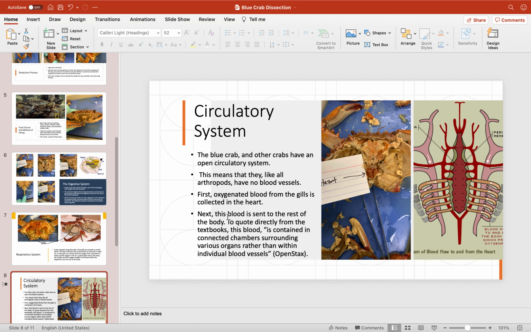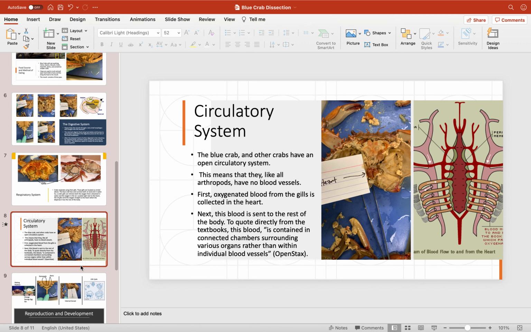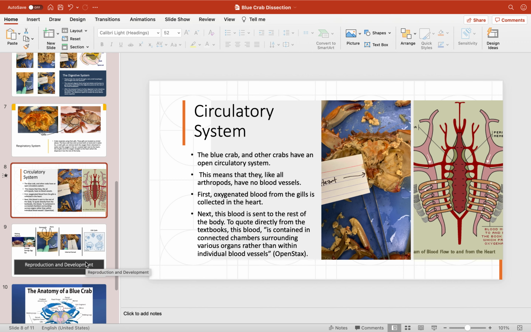I couldn't think of a better way to say it than our textbook from OpenStax did, so I will just quote directly: the blood is contained in connected chambers surrounding various organs rather than within individual blood vessels. So these blood chambers kind of surround those vital organs and feed blood into the organs via that open system, rather than our closed system like mammals, and humans are mammals.